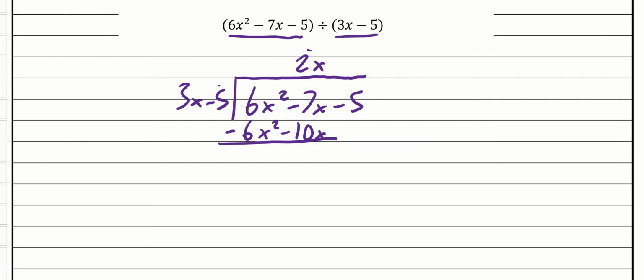So 6x squared minus 6x squared is going to cancel out, and that's why we match those values up, so that they would cancel each other out. And then when I look at negative 7x minus negative 10x, we've seen this idea a bunch. Minus a negative 10 is actually the same thing as plus 10. So negative 7 plus 10 is a positive 3x.